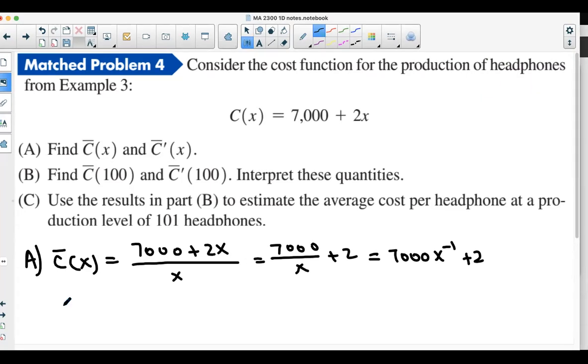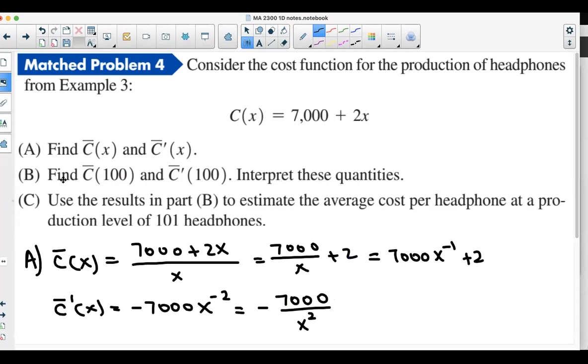So C bar prime of x is equal to negative 7,000, because the negative sign has to come to the front, and x to the what? Negative 2 power. And plus 2 just disappears. So if I rewrite this, I'd be getting negative 7,000 over x squared. So the marginal average cost would be this one.